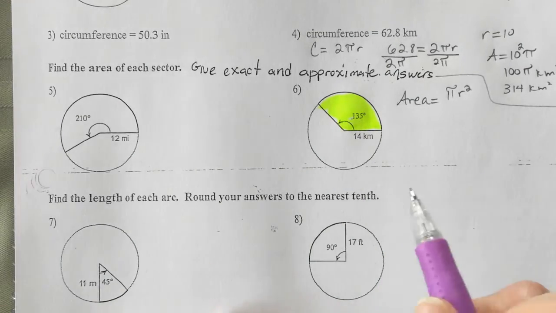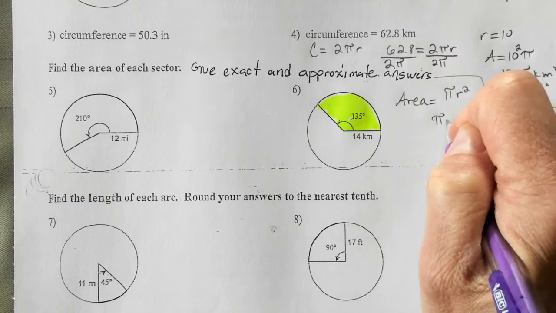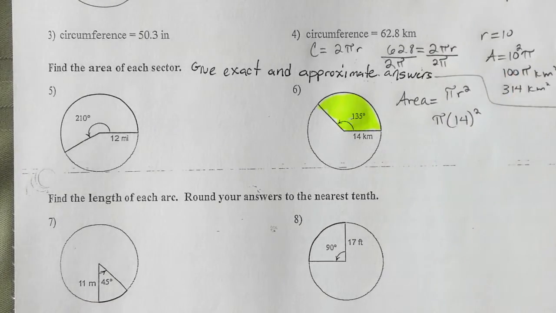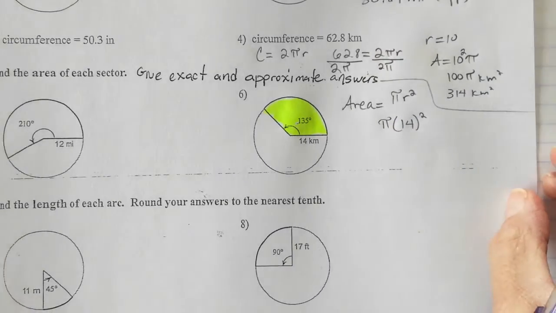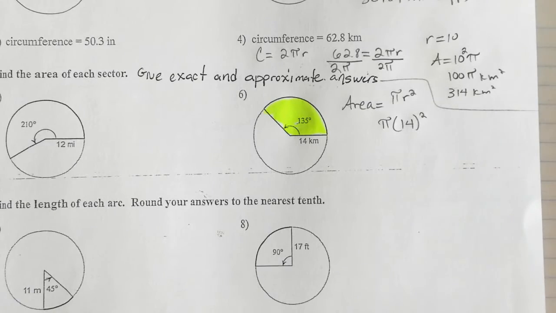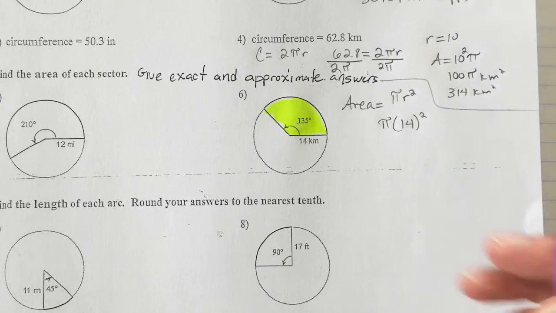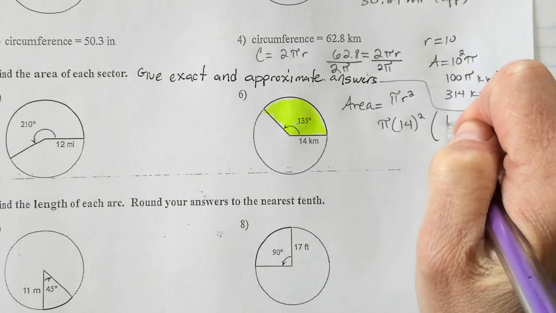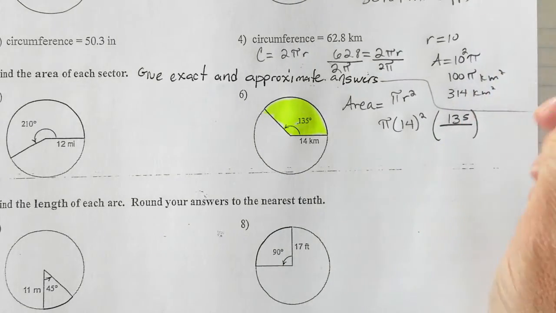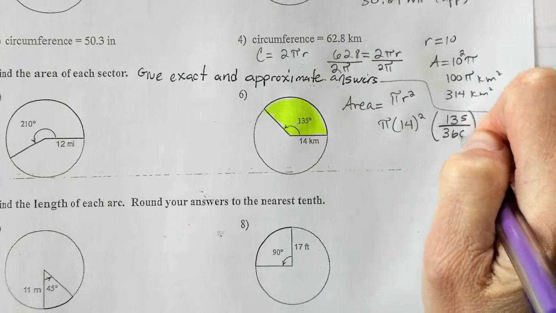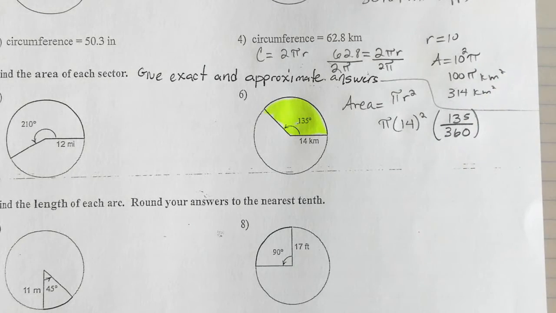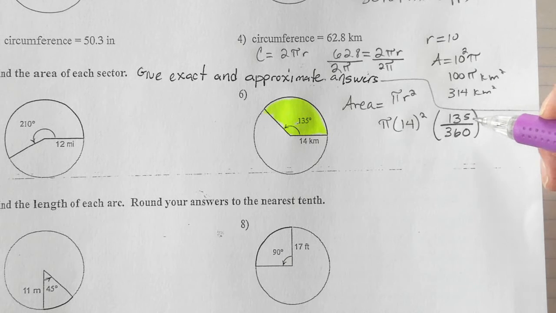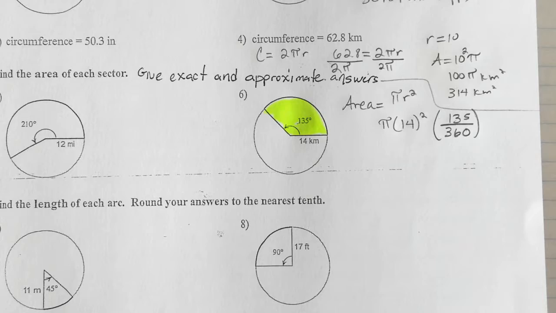So what we're going to do is still take pi times r squared, but then we're going to focus on this section, this sector of the circle. We're looking at a 135-degree section of the circle. So I'm going to turn that into a fraction. A whole circle is 360 degrees, so we're looking at 135 degrees, that part of the circle divided by the whole thing.